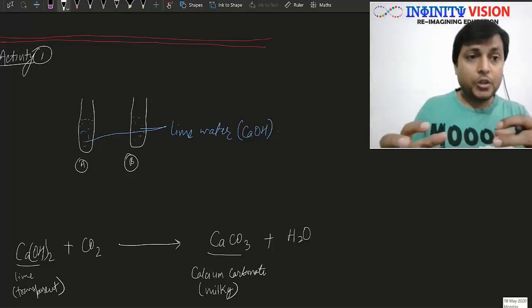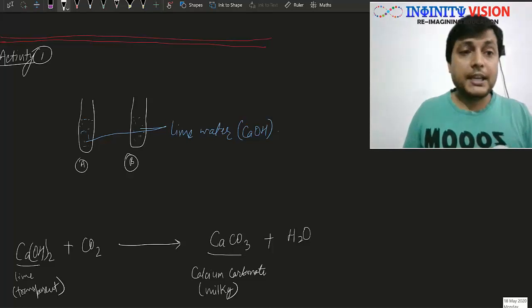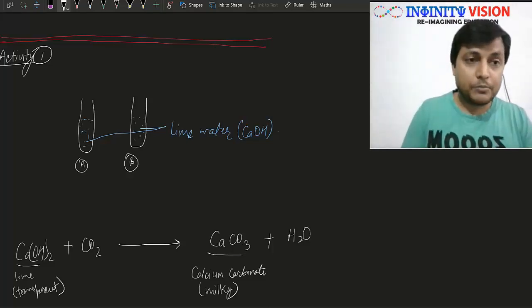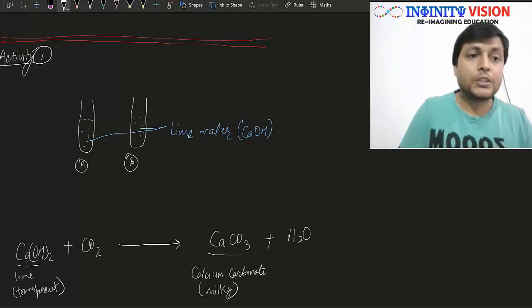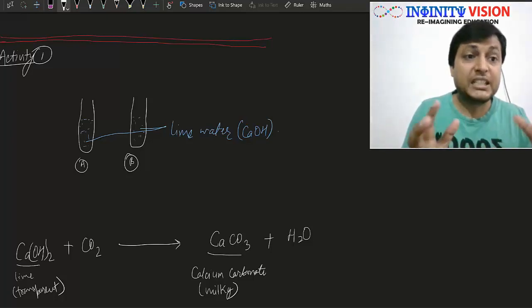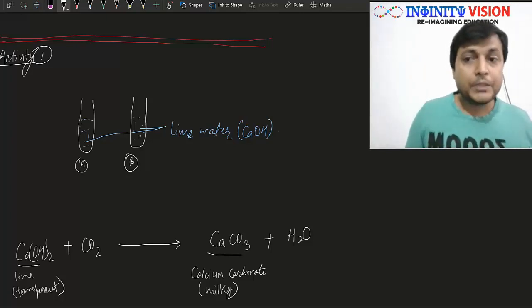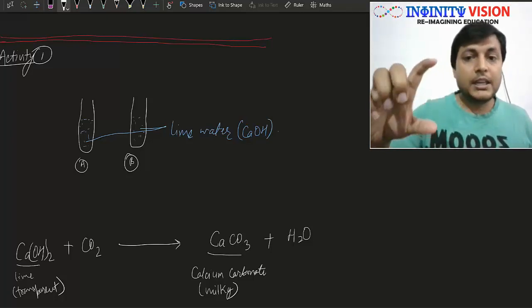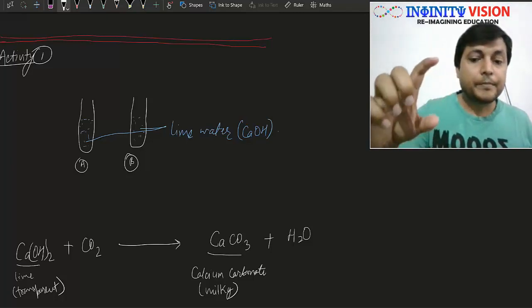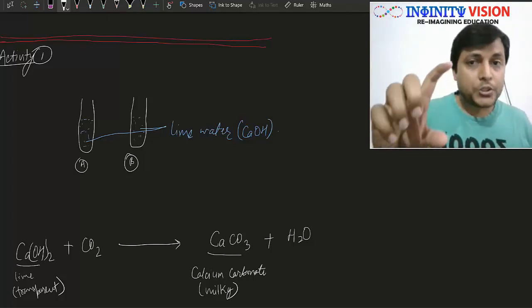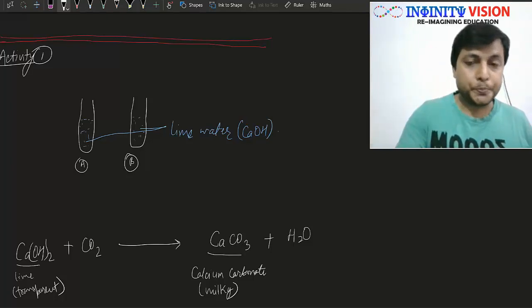See, in lime water, if you pass carbon dioxide, the carbon dioxide will react with lime water to form calcium carbonate. And because of the formation of calcium carbonate, the color of this liquid will turn white. So it becomes milky in color. It looks like milky white. So if the lime water turns milky, it shows the presence of CO2.